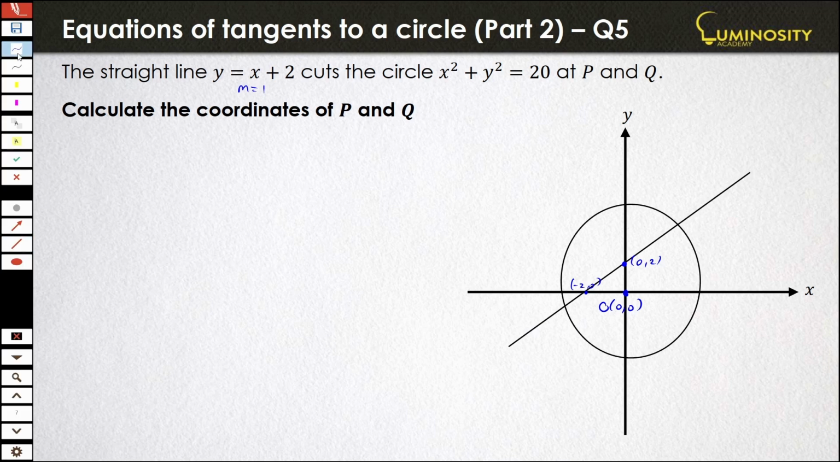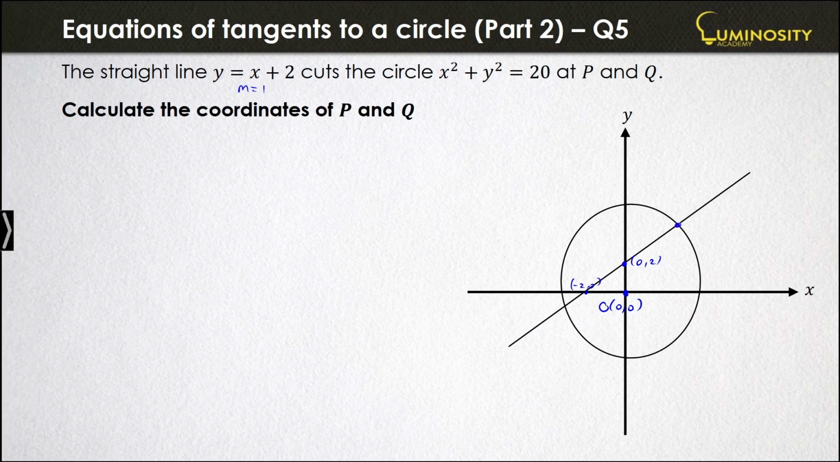When we say it cuts the points at P and Q, let's go ahead and work them out. They didn't tell us which one's P and which one's Q, so without loss of generality, we can call that P and we can call this Q here. So there's an intersection between the straight line and the circle.